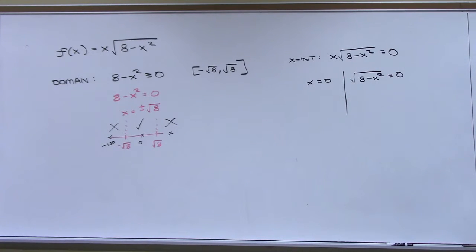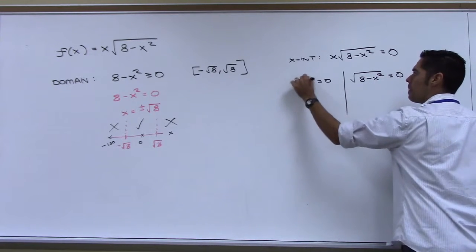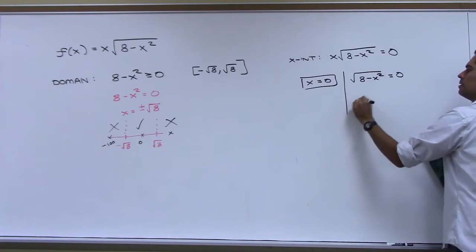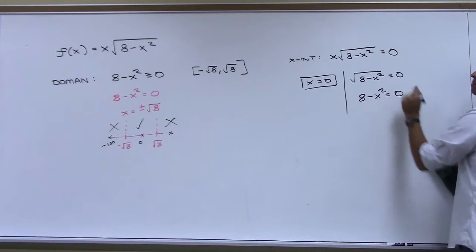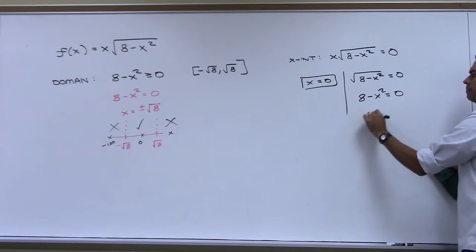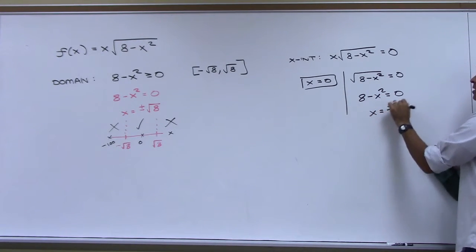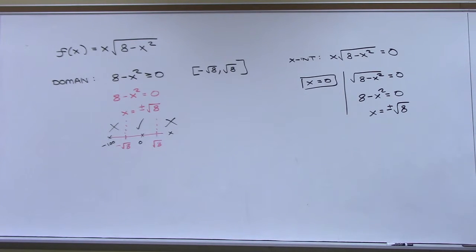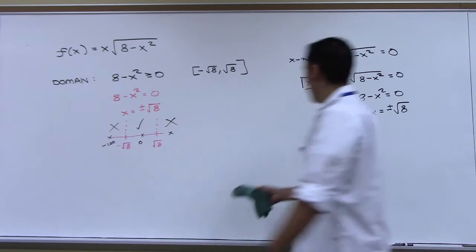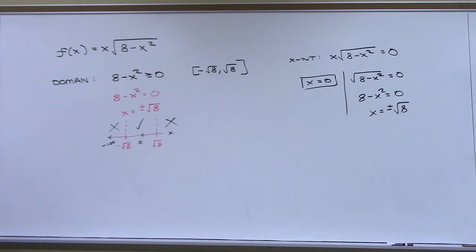So where do we have answers here? 0? Yeah, square both sides there. And then do the same thing we did a second ago, plus or minus root 8, right? So if I'm graphing this, here's what I know. At 0 I have an x-intercept. At root 8, I have an x-intercept. And at negative root 8, I have an x-intercept, right?